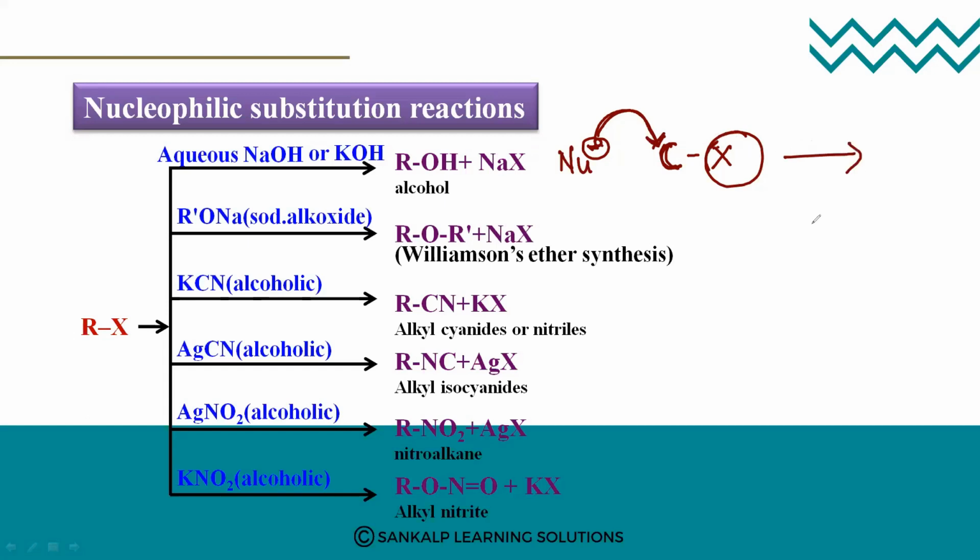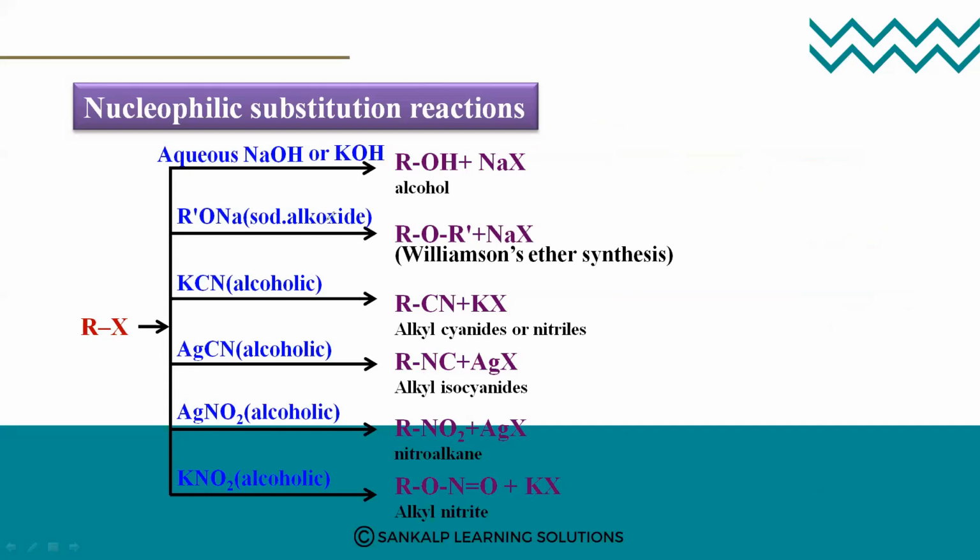So the product obtained will be C-Nu, okay, plus X minus. Okay, so this is the product of it. So this is a nucleophilic substitution reaction. Because of this polar C-X bond, the halogen atom will leave with its pair of electrons. The carbon will be left positively charged, and this can be easily attacked by the nucleophile. So the nucleophile will substitute the halogen. So this is a nucleophilic substitution reaction.